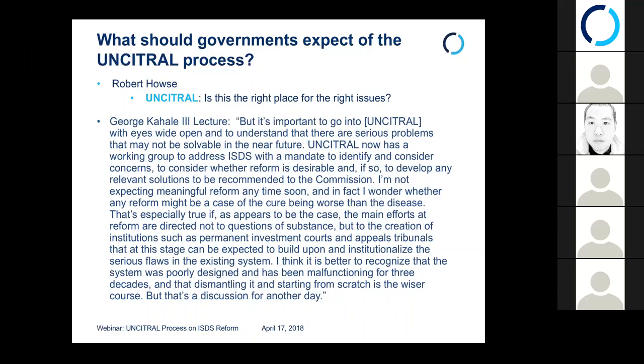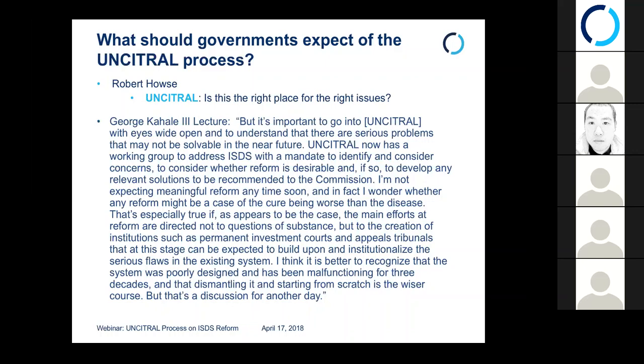That's especially true if, as appears to be the case, the main efforts at reform are directed not to questions of substance, but to the creation of institutions such as permanent investment courts and appeals tribunals that at this stage can be expected to build upon and institutionalize the serious flaws in the existing system. I think it is better to recognize that the system was poorly designed and has been malfunctioning for three decades, and that dismantling it and starting from scratch is the wiser course. But that's a discussion for another day.